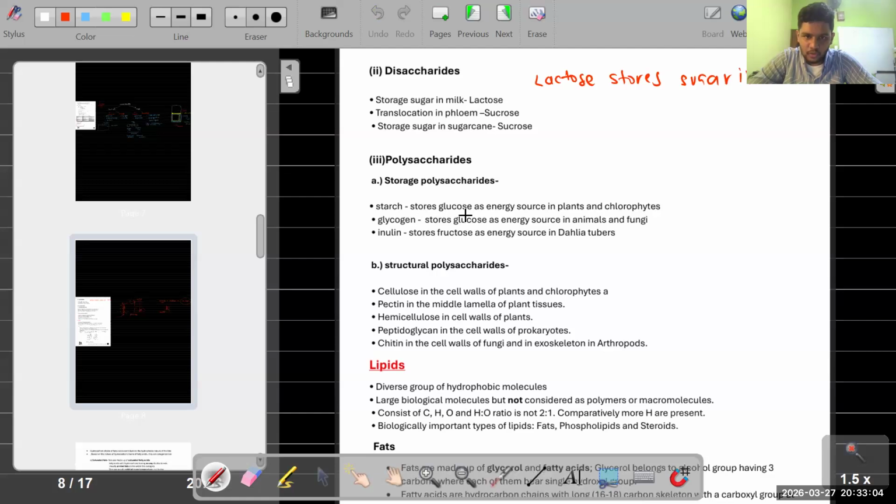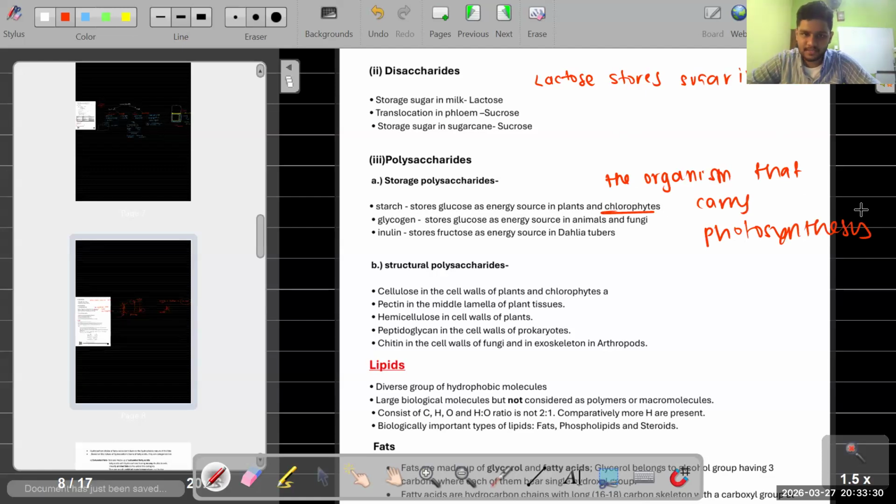Now see, starch stores glucose as energy source in plants and chlorophytes. Chlorophytes means the organisms that carry photosynthesis. Now, in our earlier levels, we know that plants are the ones that carry photosynthesis. Right? But now we have to learn that any organism that has chlorophyll, chloroplasts, can carry photosynthesis, which means they can produce food for themselves.